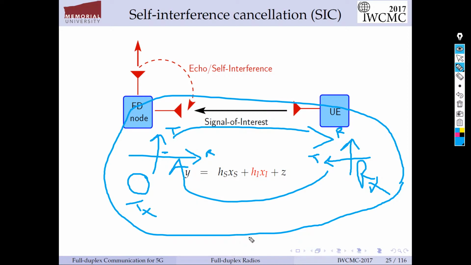But the problem becomes really serious when you are in a rich scattering multipath environment, when you are working around 2 or 4 or 6 gigahertz, where you cannot make sure that the polarization is the same at the transmitter and receiver.